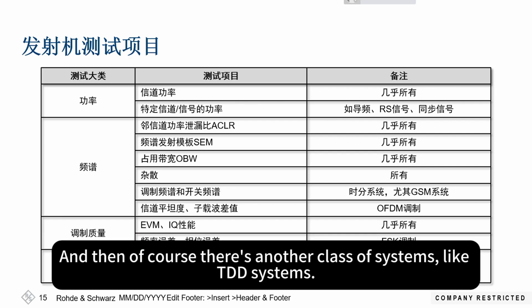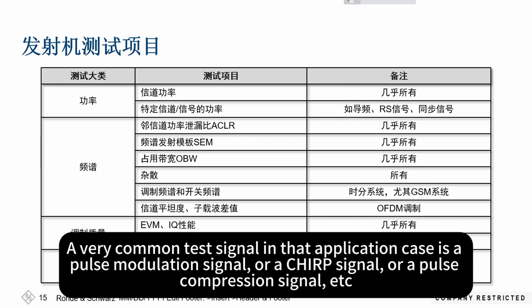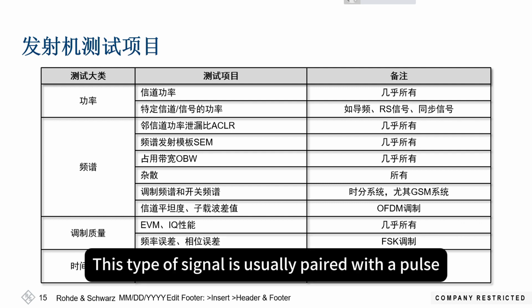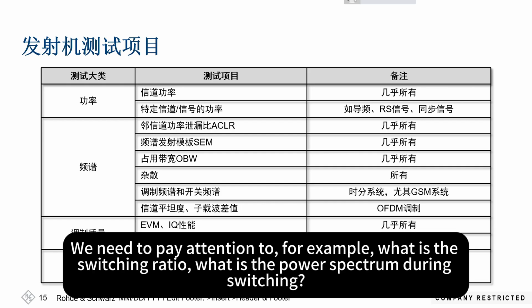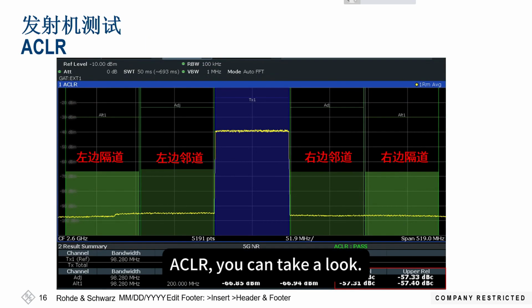And then of course there's another class of systems, like TDD systems. For example, we at Luoguang have many such application cases of radar. A very common test signal in that application case is a pulse modulation signal, or a chirp signal, or a pulse compression signal, etc. This type of signal is usually paired with a pulse. We need to pay attention to, for example, what is the switching ratio? What is the power spectrum during switching? These are some of the projects we need to focus on.